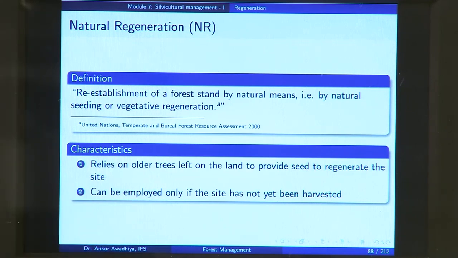These trees are also known as seed trees or mother trees. So, we leave them out on the land so that they produce the seeds, and these seeds then regenerate the forest. And the second characteristic is that it can be employed only if the site has not yet been harvested. So, suppose you have a forest and you have completely harvested your forest so that no tree remains on the site. In that case you cannot go for natural regeneration because there is no possibility of new seed production in the area.